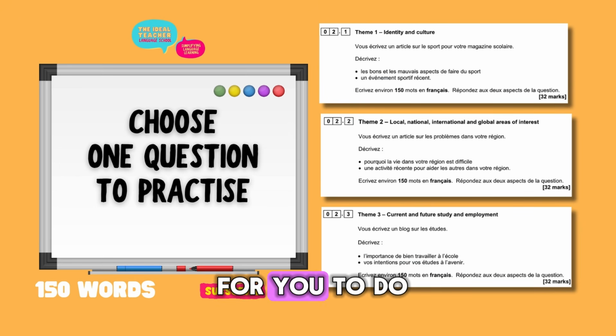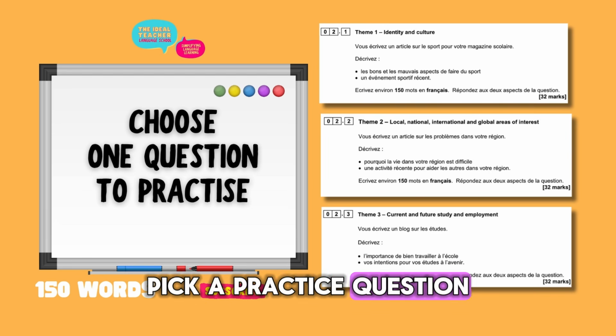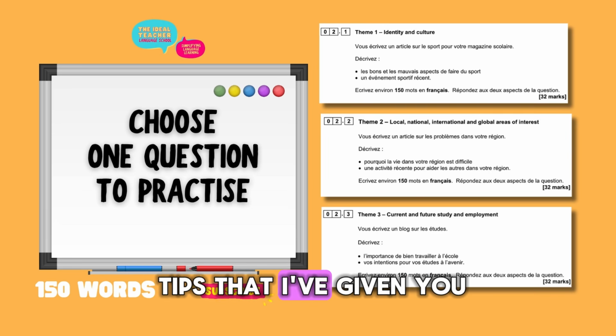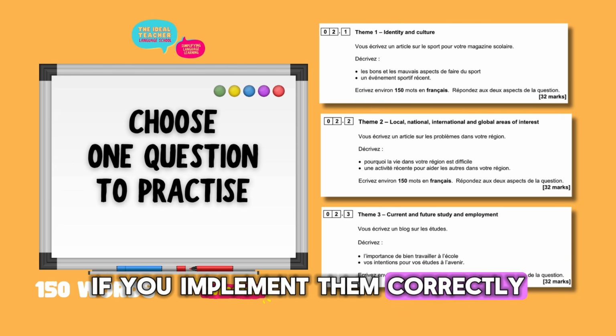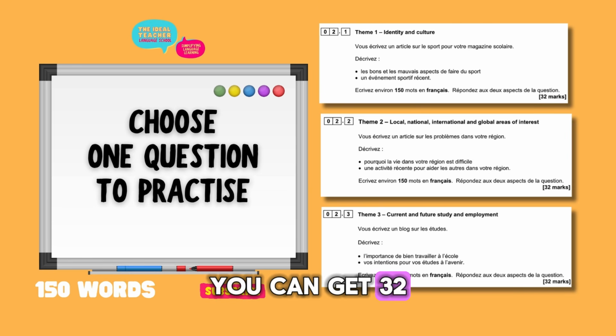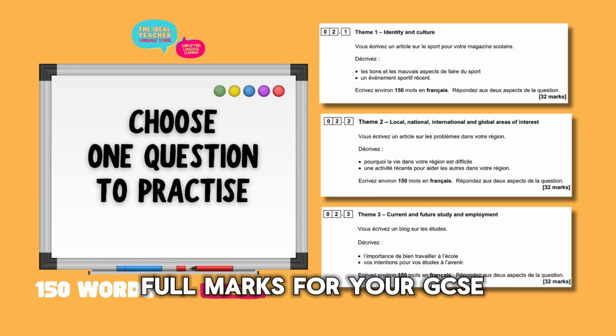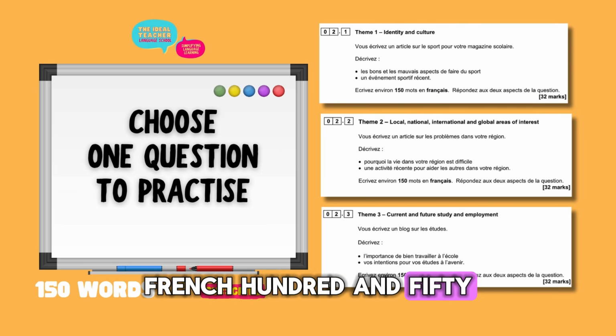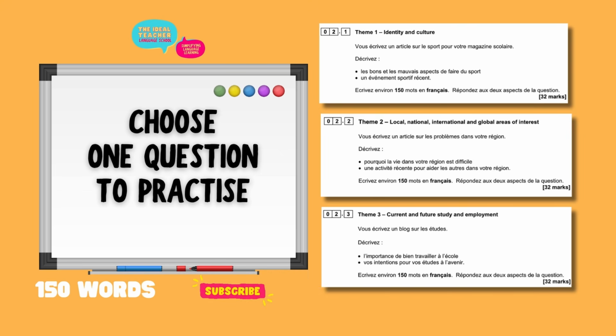Now it's time for you to do some work. Pick a practice question and implement the 8 tips that I've given you. If you implement them correctly, you can get 32 out of 32 and full marks for your GCSE French 150 word writing. Hope this is useful to you.